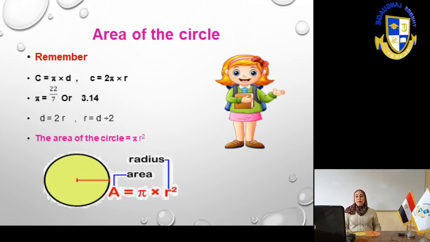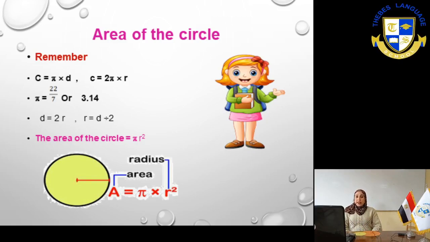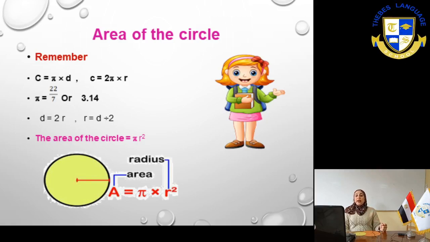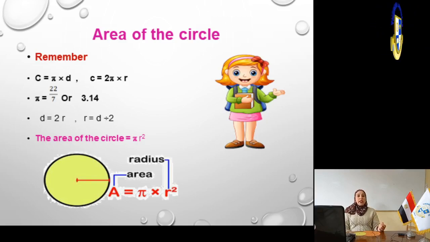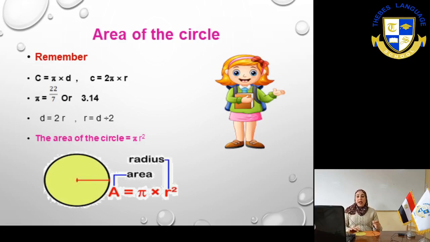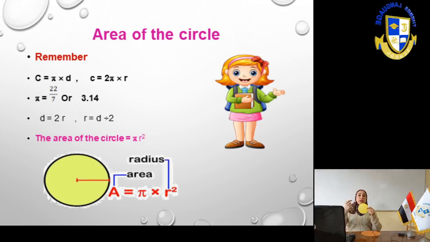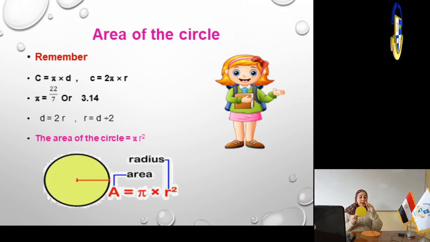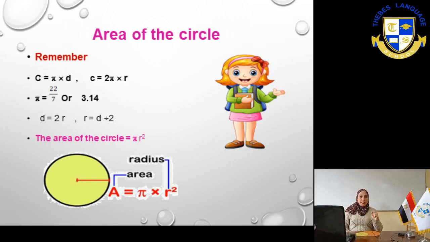Another example, exercise number 2. A circle M of a radius length 4 centimeters is divided into 5 equal sectors. Calculate the area of one sector where pi equals 3.14. Okay, I have a circle, but I don't want the whole area. I just want a part of it. And I know that this circle is divided into 5 equal sectors.